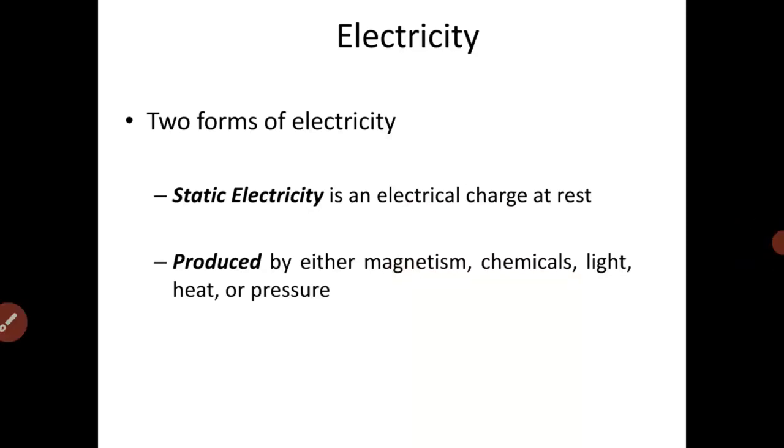Hello everyone. Today's video lecture is based on the topic electricity. There are two forms of electricity. First is static electricity and second is produced electricity. Static electricity is an electrical charge at rest, and produced electricity is produced by either magnetism, chemicals, light, heat or pressure.